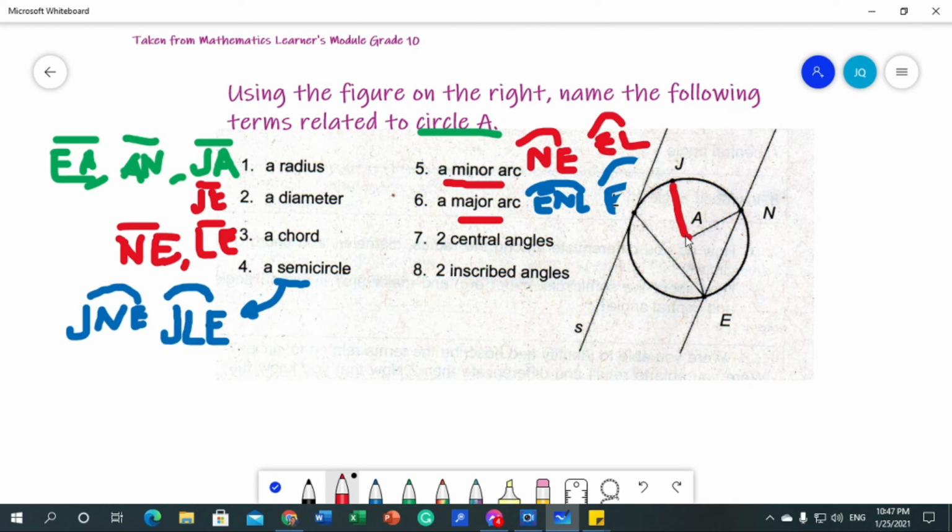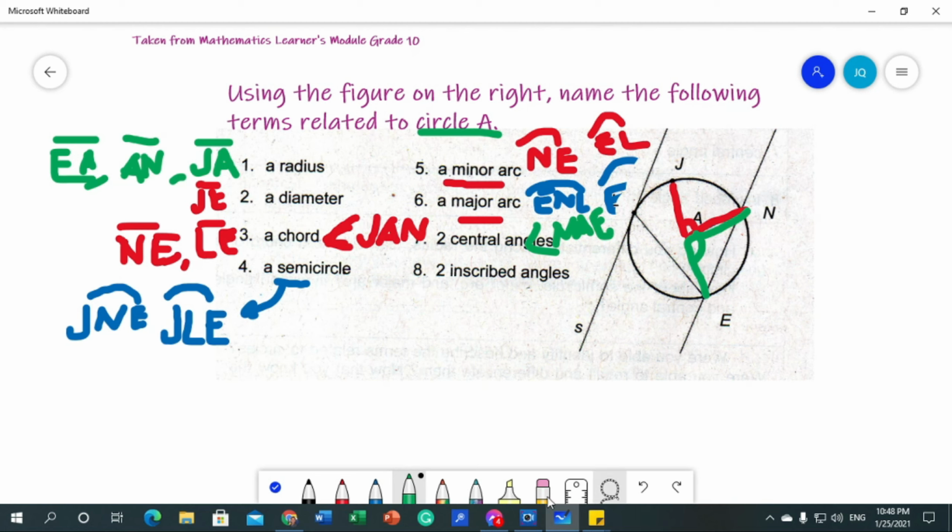So this line segment JA and line segment AN form this angle, angle JAN. The vertex should always be at the center, or you can name it NAJ, and this symbol, like a less than symbol, represents an angle. Another example of a central angle: we have angle NAE. That's NAE, because the vertex is at the center.